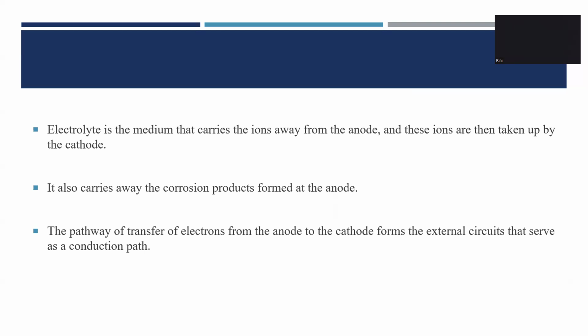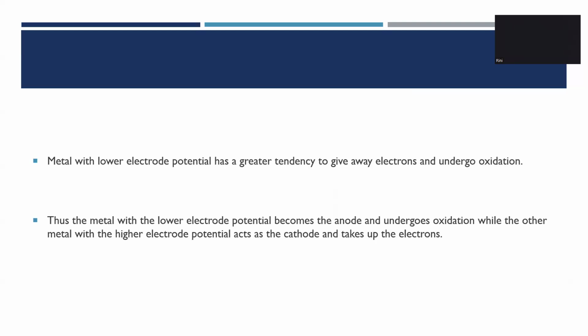The pathway of transfer of electrons from the anode to the cathode forms the external circuit that serves as a conduction path. Metal with lower electrode potential has a greater tendency to give away electrons and undergo oxidation. Thus, the metal with the lower electrode potential becomes the anode and undergoes oxidation, while the other metal with the higher electrode potential acts as the cathode and takes up the electrons.